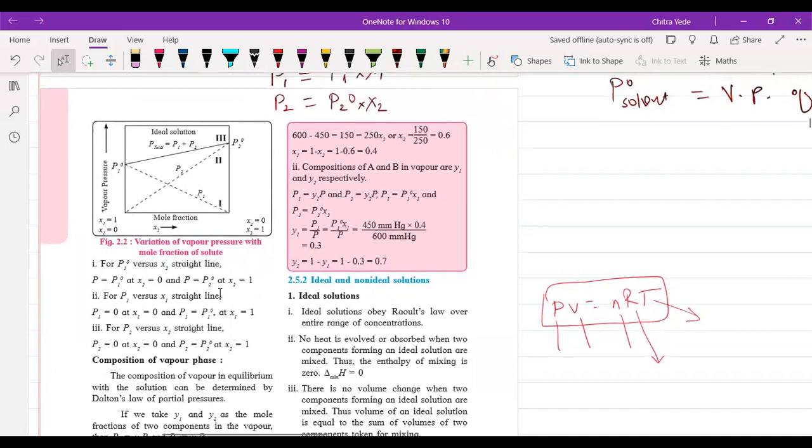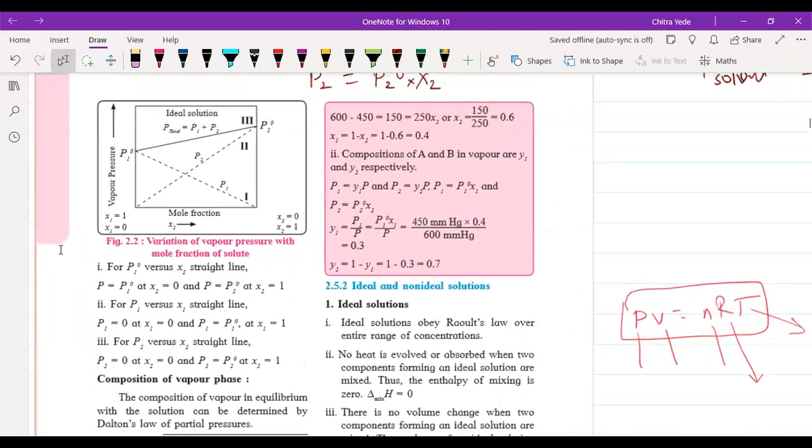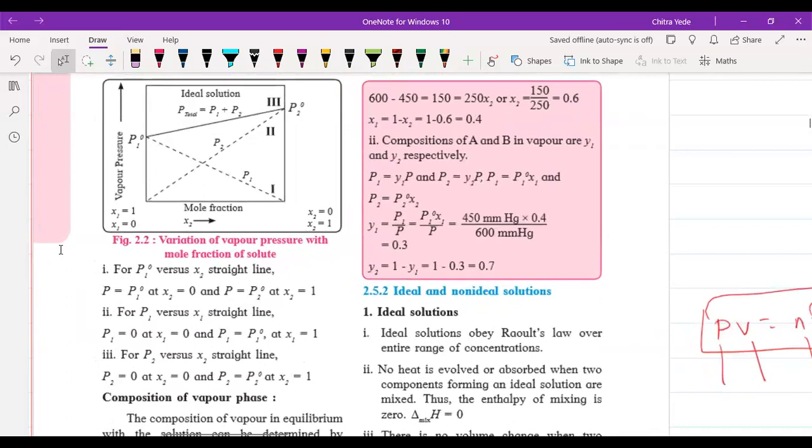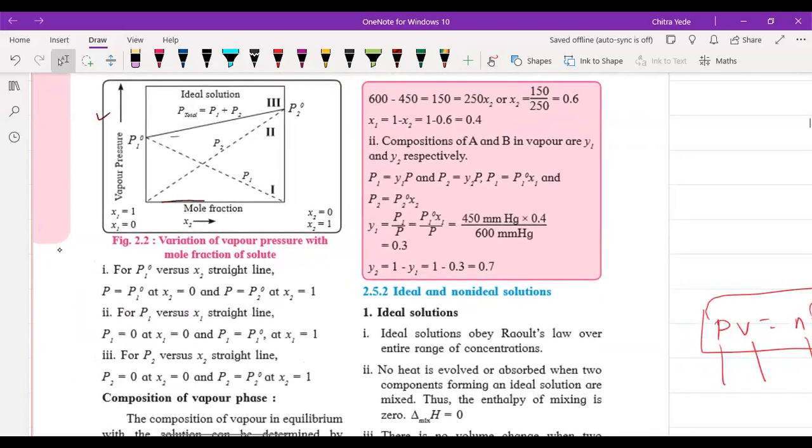Okay, now we have the variation of vapor pressure with mole fraction of the solute. See how it varies. Go through this graph, beta. You see here, as mole fraction increases, mole fraction of solute X2, it is solute, beta.